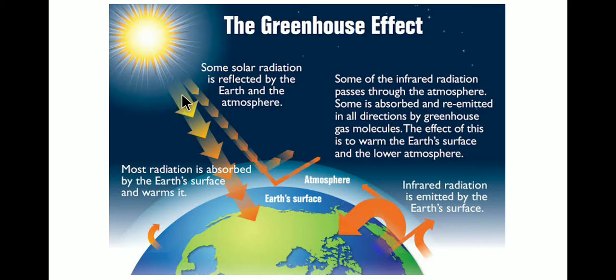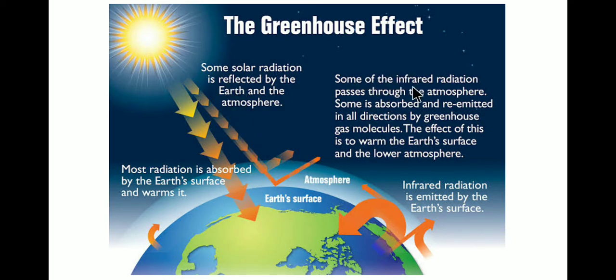Okay, so first of all, some of the waves are reflected by the atmosphere directly. Some of them reach the Earth's surface, and the Earth's surface reflects them back, and after getting reflected, again the atmosphere reflects them back to the Earth's surface, and hence, because of this atmosphere which contains those greenhouse gases, they maintain the average temperature of the planet Earth. So you can see some solar radiation is reflected by the Earth and the atmosphere.